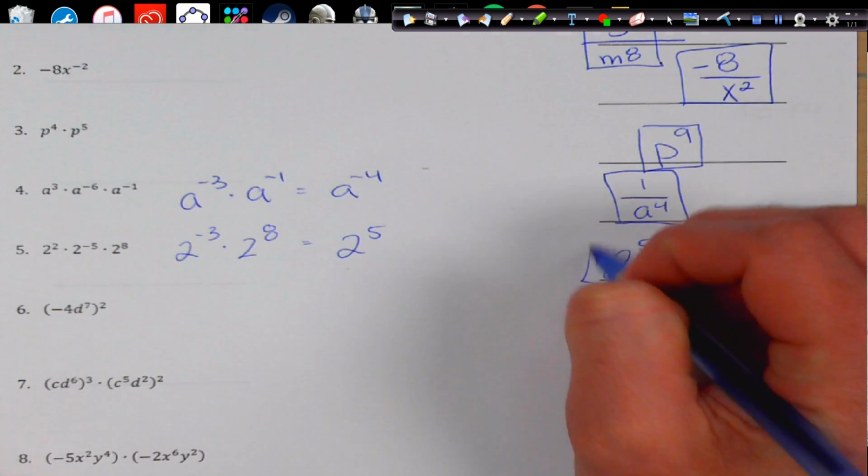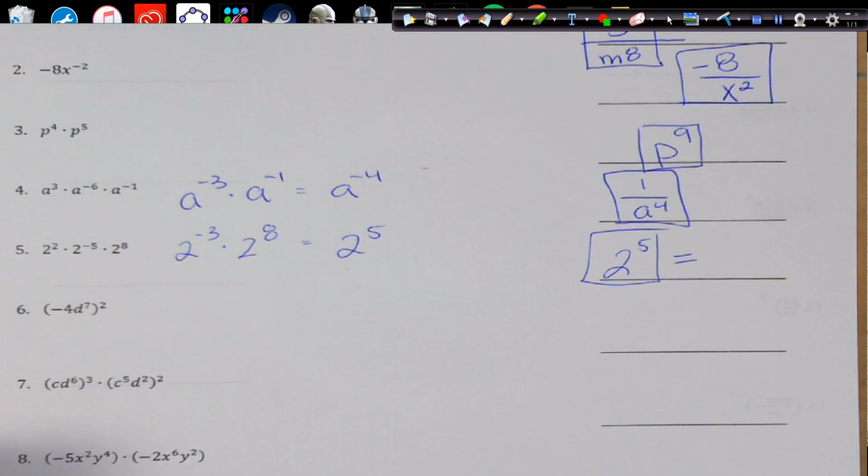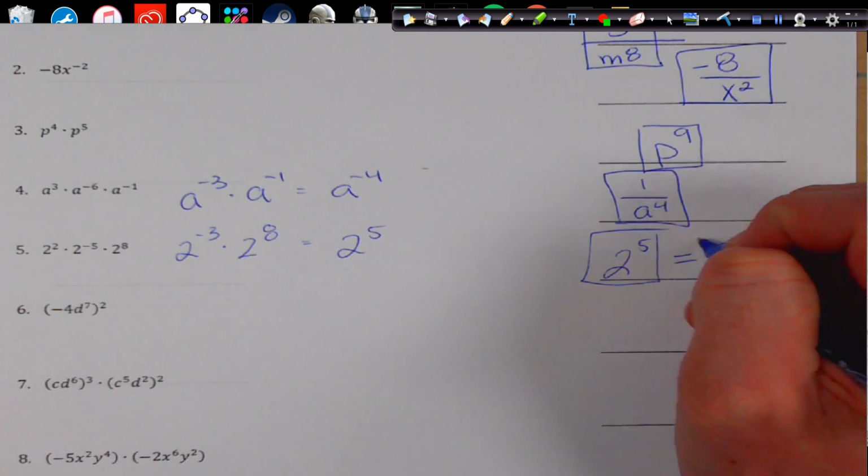We can evaluate this one. So 2 to the 5th power would be 2 times 2 times 2 times 2 times 2, which is going to give us 32 units.